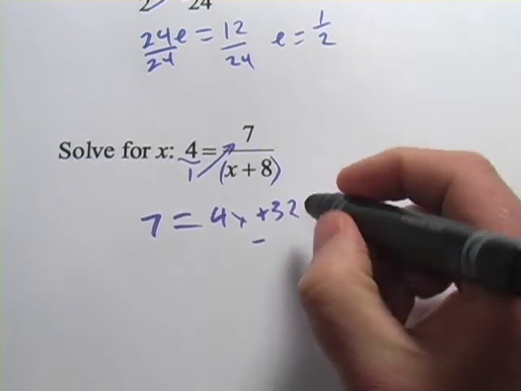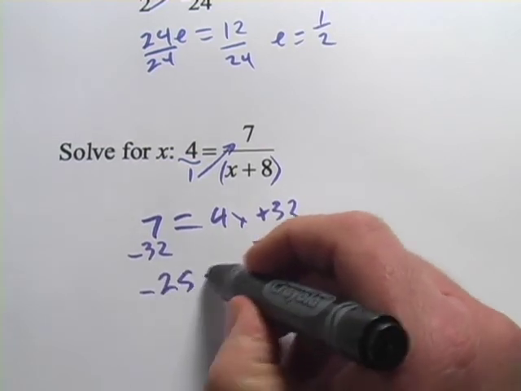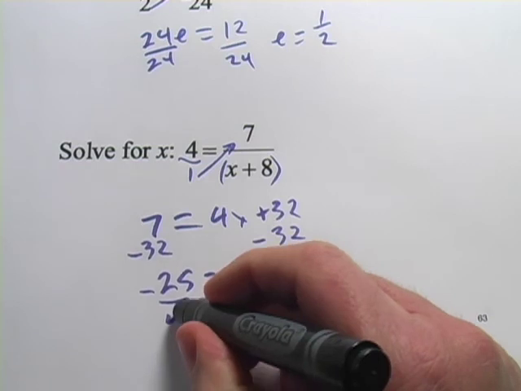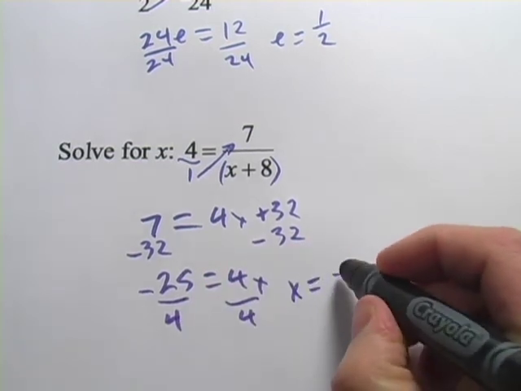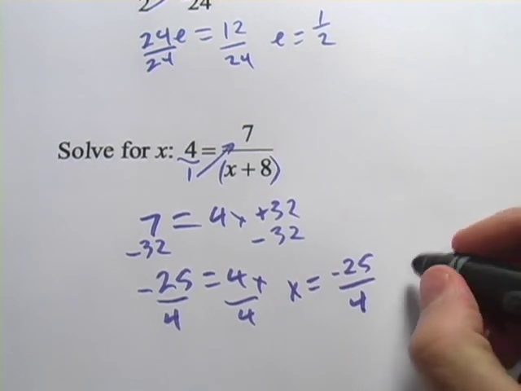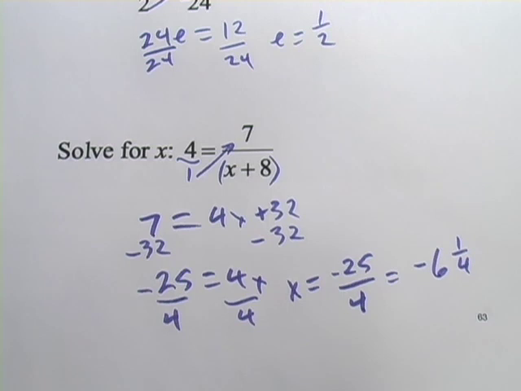Now we'll solve for x here. We'll subtract 32 to get the x term alone. And then we'll divide by 4. And we have x equals negative 25 fourths. And let's see, that would be negative 6 1/4. So that's a little bit of work on solving proportions.